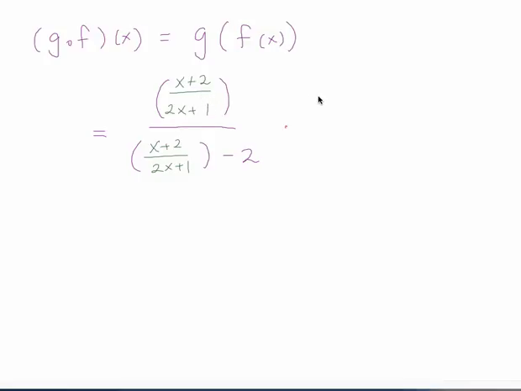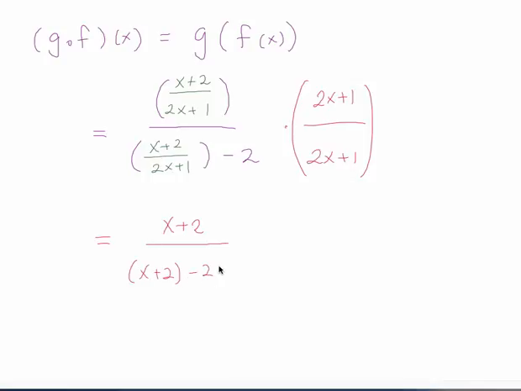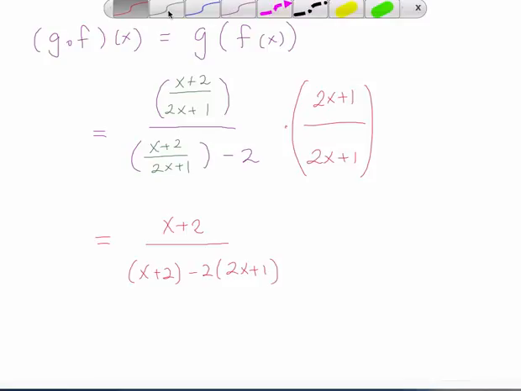So if I multiply this by 2x plus 1, I can get rid of this bottom part. But I'm going to do the same thing to the bottom, and notice I am multiplying by 1. In the numerator I get x plus 2. In the denominator I get x plus 2 minus 2 times 2x plus 1. Now remember, you still have to distribute, right?